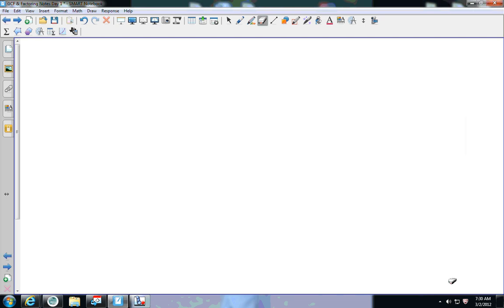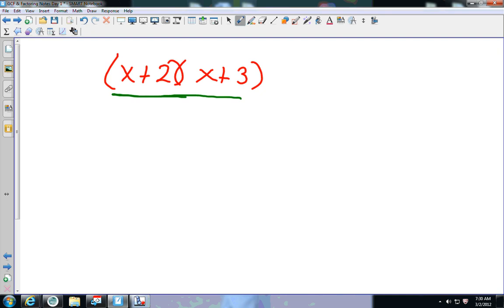Okay, we've been multiplying binomials. And we would have, for example, this right here. What is this called when we are multiplying? These two things are called the what? It started with an F. It should be factors, okay?